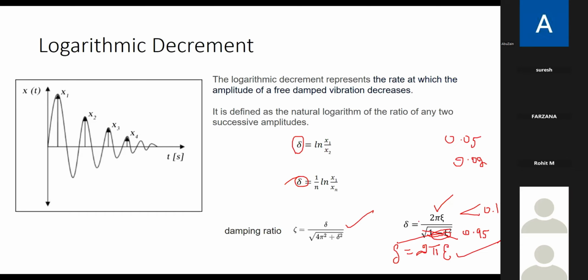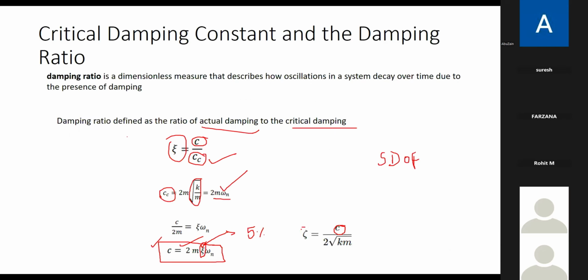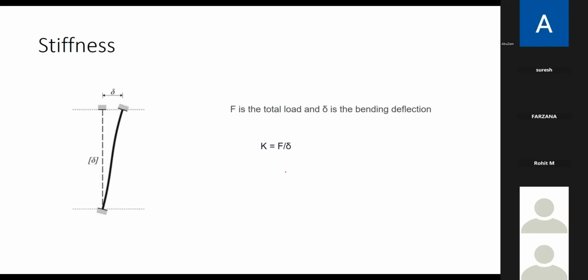So experimentally we find the logarithmic decrement. From the logarithmic decrement we can find xi, and this xi we will substitute here and we get C for the system. Then another important parameter is stiffness. Stiffness, we know, is the ratio of load divided by deflection.